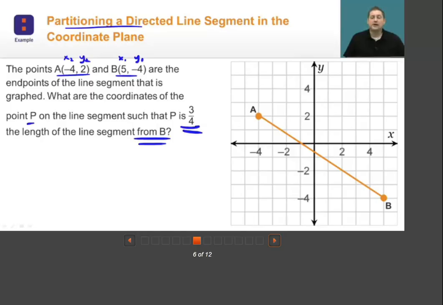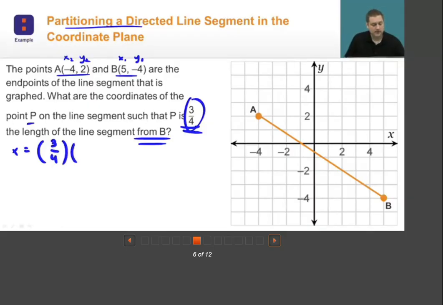And notice that we actually don't need to identify the A and B in this case because we already get that it's 3/4 from the starting point. So in our x formula, we can just plug in 3/4 right there. So let's go ahead and continue.